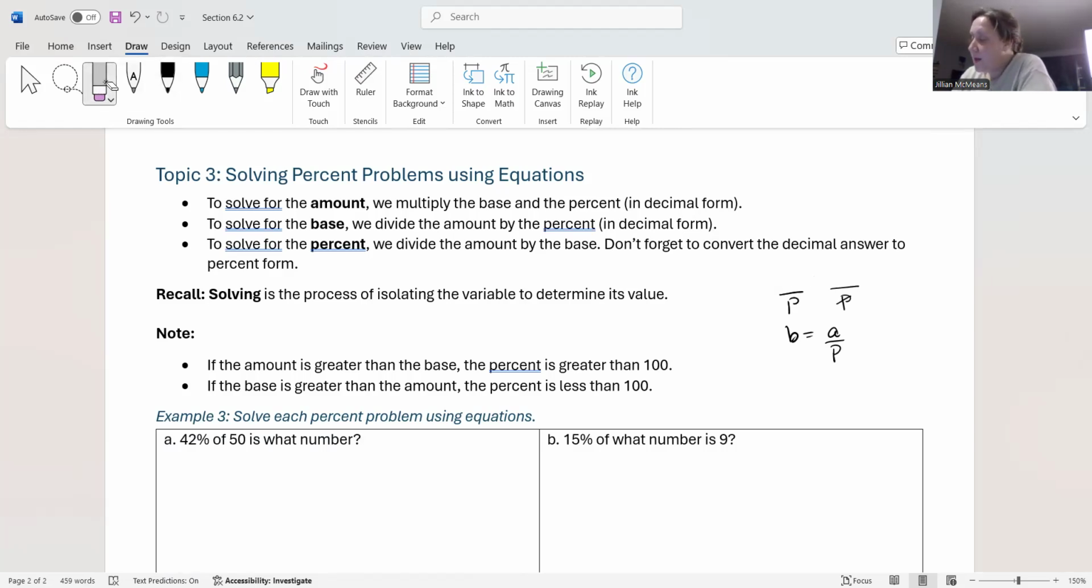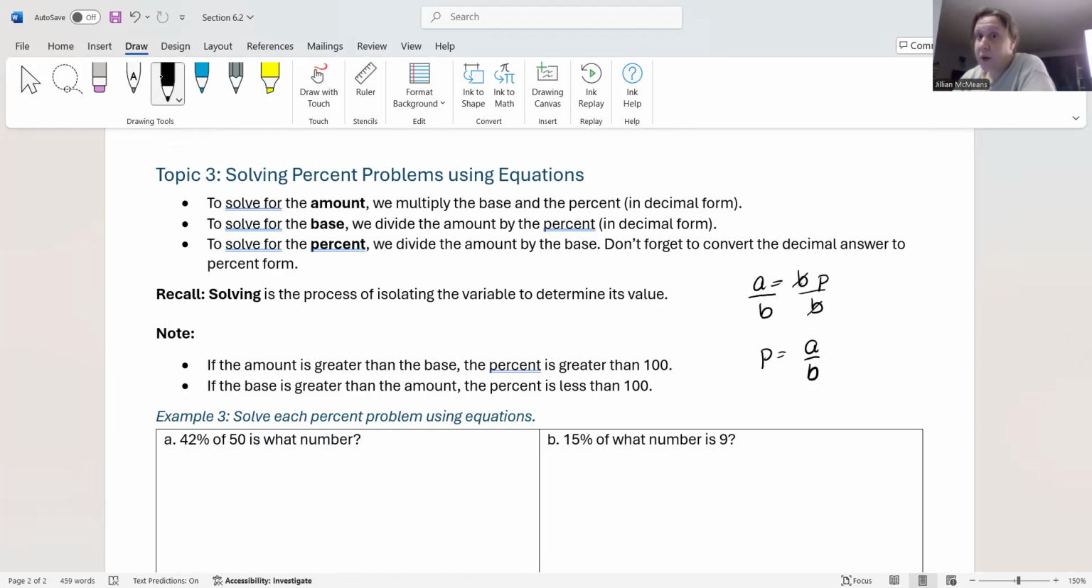Okay. And then, let me give myself some room again. If we're solving for the percent, we divide the amount by the base. So remember, the amount equals the base times the percent. We want to get the percent alone, so we have to undo the multiplication of B and P. So technically, we divide both sides by B. B divided by B is 1. 1 times P is just P. So we get that P equals the amount divided by the base. You basically take the amount and divide it by the base.